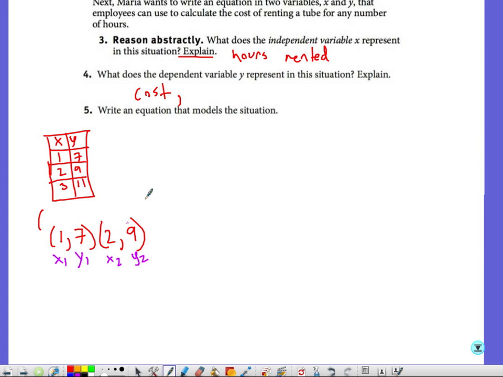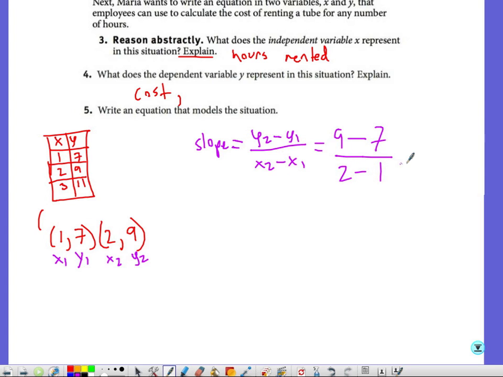Now that we have both of these labeled, we can use the slope formula from your function cycle. The slope formula is y2 minus y1 over x2 minus x1. So basically, y2 is 9 minus y1, which is 7, and we're going to divide it by 2 minus 1. Let's simplify this. 9 minus 7 is 2. 2 minus 1 is 1. And so our slope, or m, is equal to 2.